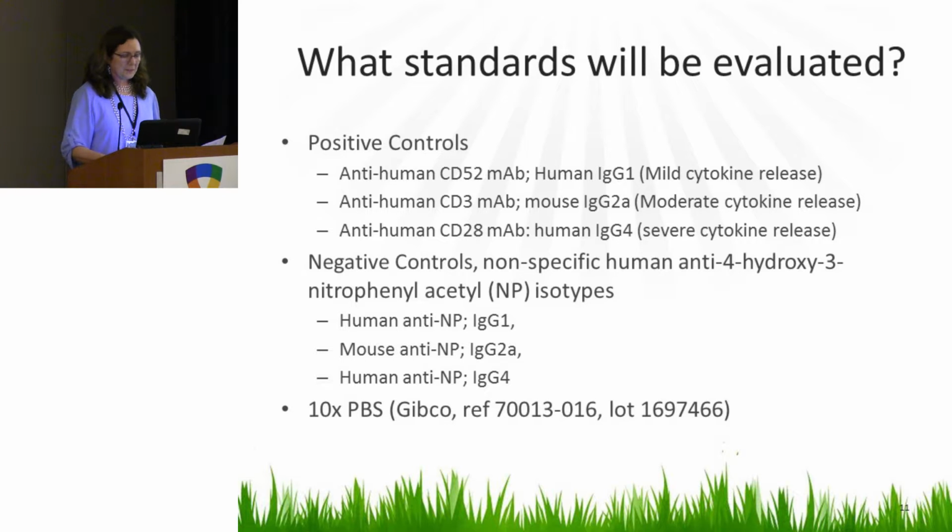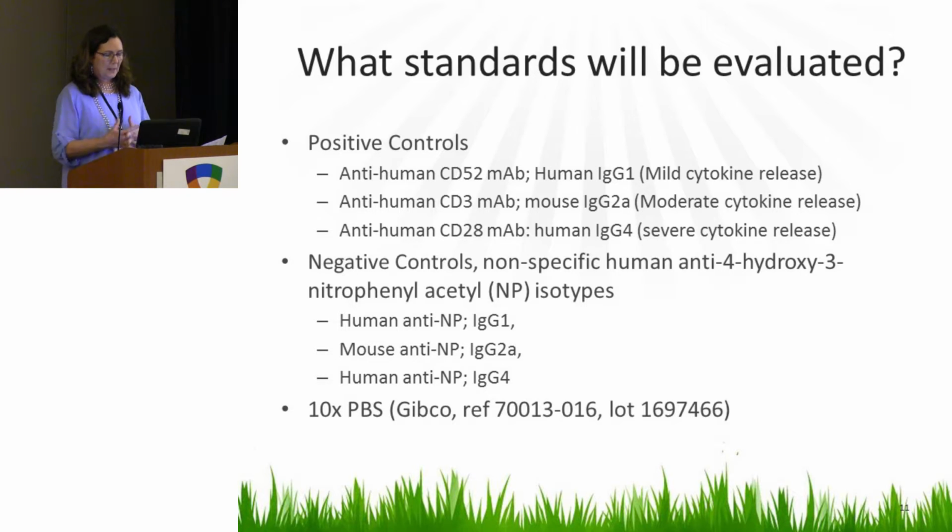So what are the standards that we'll be using? Well, the number of the counting shall be 3, to quote Monty Python, and that's the theme of the day. Anyway, we're using 3 different positive controls, one producing mild cytokine release, 1 moderate, and 1 severe. And because 6 is the new 3, we also have 3 negative controls. And these are isotype controls for the positive controls.